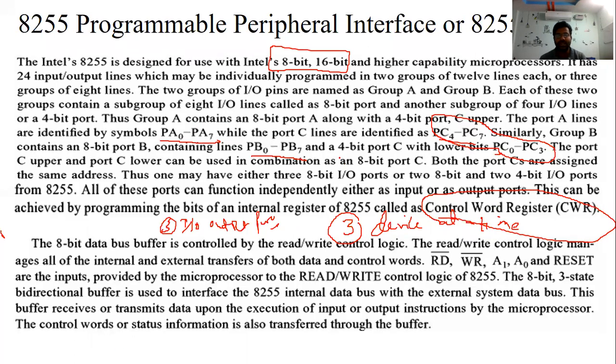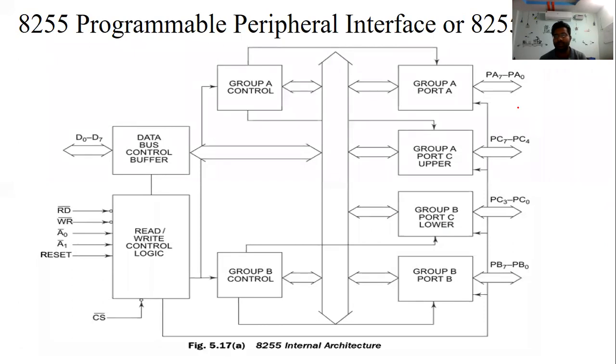To control this 8255 PPI, we use signals like RD bar, WR bar, A0, A1, reset, and other pins. Now see this pin diagram, nothing but the architecture of the 8255 PPI. We have three ports, input or output ports. The three ports are divided into two groups, group A and group B. The read and write control logic controls all three ports.